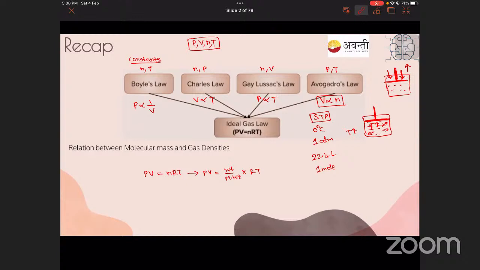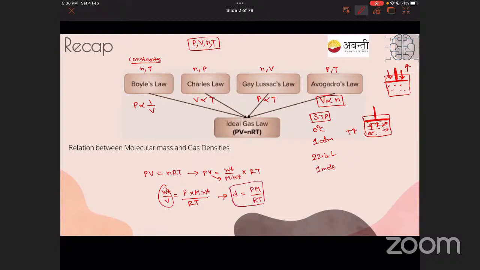Now, we'll be rearranging to get the density value here. How we'll be arranging is that weight by volume is equal to, just I'm sending the volume term toward the other side and pressure term towards the other side. Pressure into molecular weight divided by RT. Just I am rearranging the formula. Now, what is weight by volume? Nothing but density. D is equal to P into molecular weight, capital M, I am representing with, divided by RT.